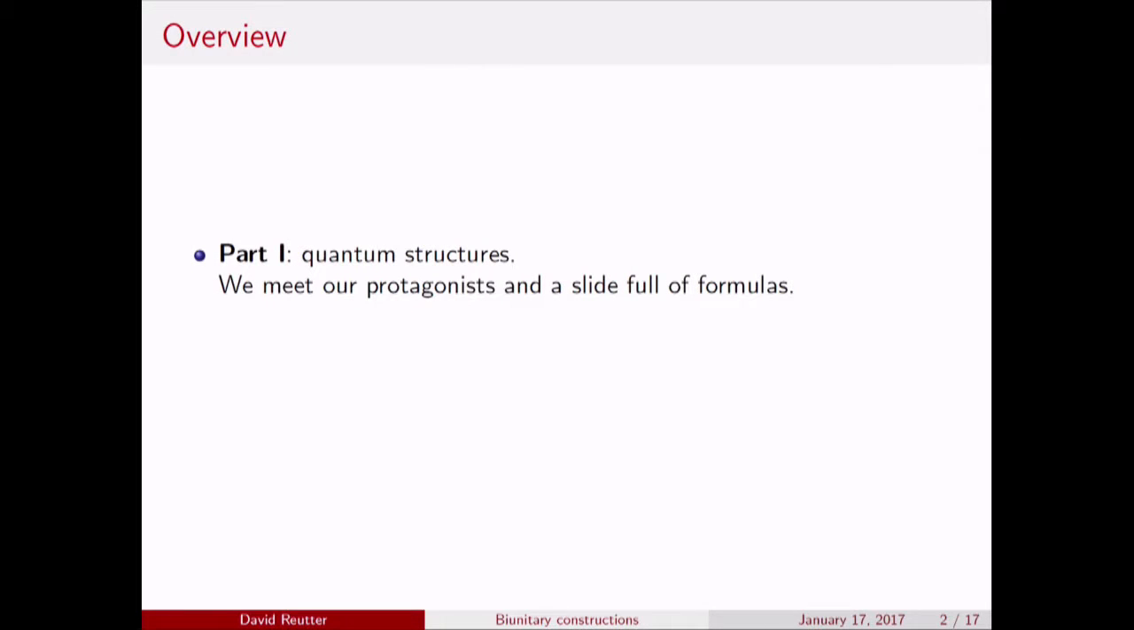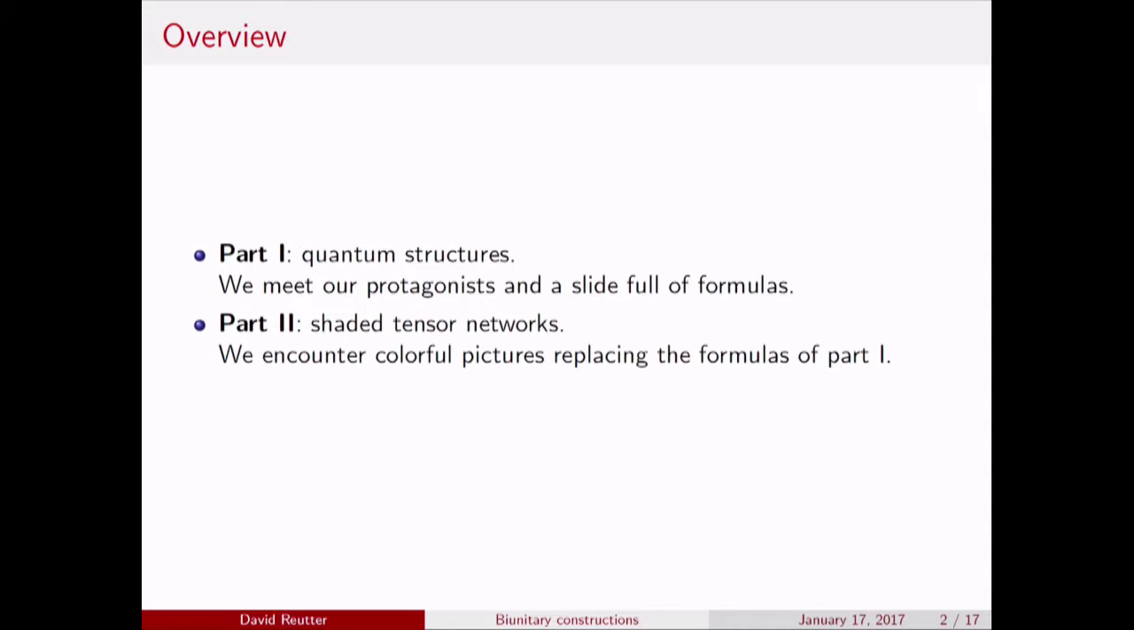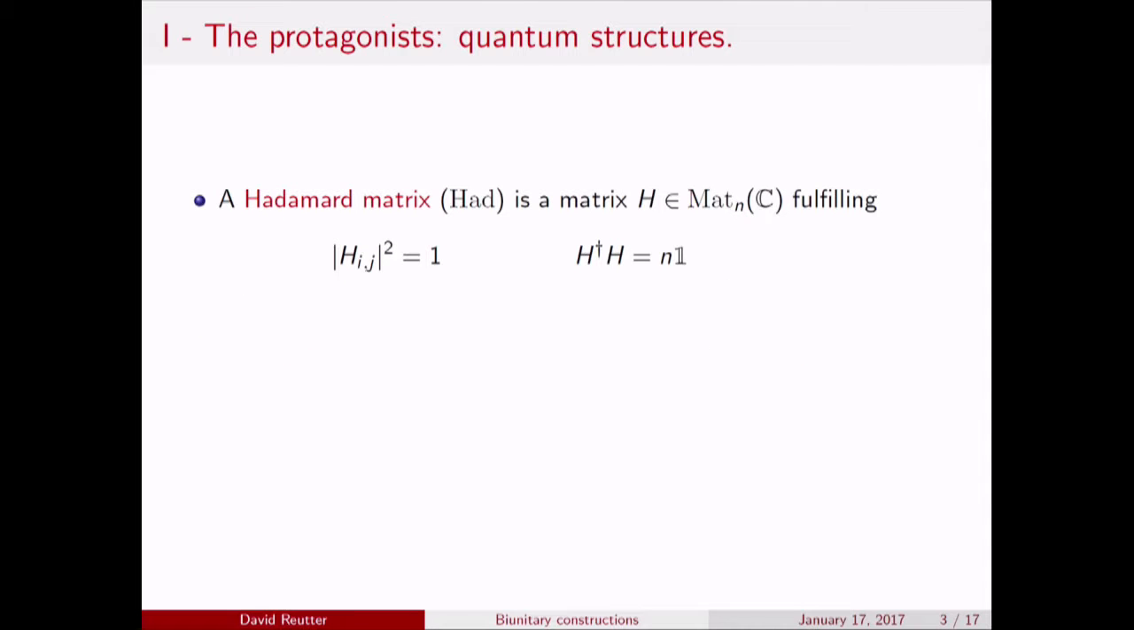Every story needs protagonists, and in part one of this talk, quantum structures, we meet these protagonists, and we end the part with a long list of formulas. That's what we like about talks, not really. That's why there is part two of this talk, shaded tensor networks. I'm going to introduce these colorful pictures, and they are going to replace the formulas of part one. And really, you can think of this talk as an advertisement for these shaded tensor networks and their use in quantum information theory. So what are our protagonists?